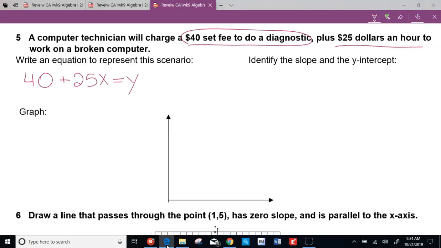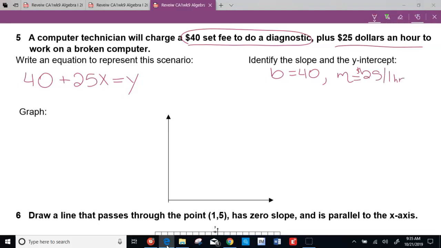So there's our equation. Now we're asked to identify the slope and the y-intercept. We just did that. Our y-intercept then would be 40, the starting amount. Any starting amount in any word problem is always your y-intercept. Keep that in mind for this coming up exam. Your slope is what you're being charged per hour, or your rate of change. In this case, we're being charged $25 per single hour.